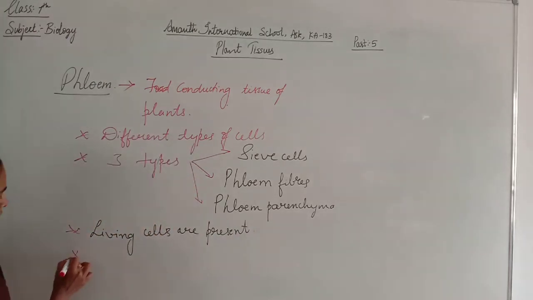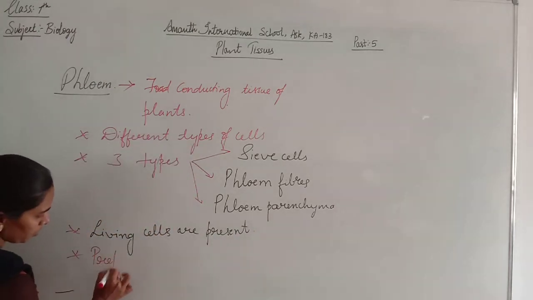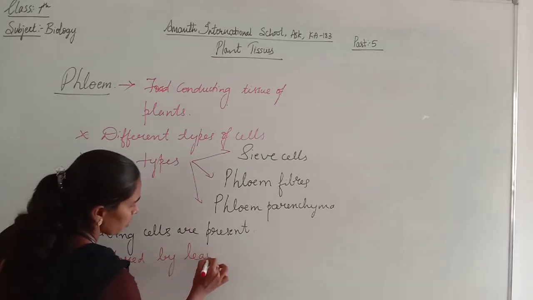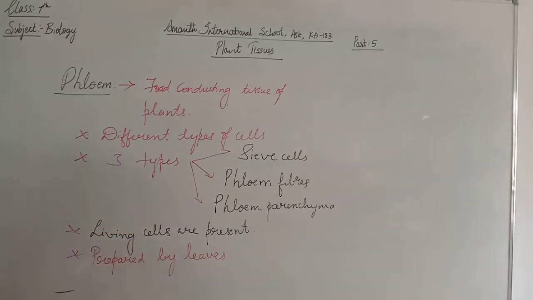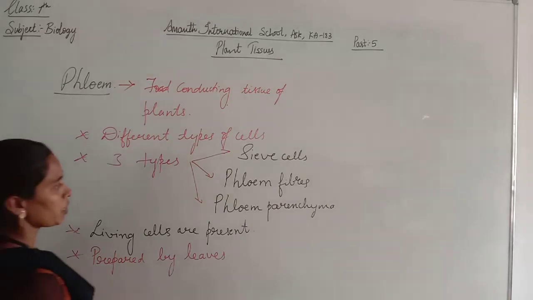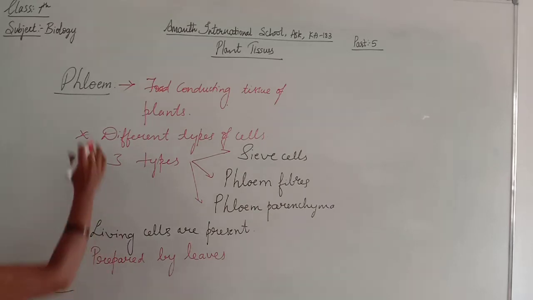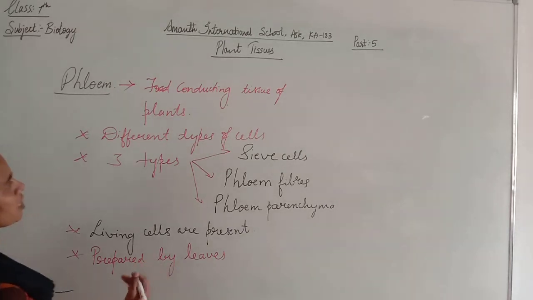The food is prepared by the leaves. That food will be transported to all the different parts of a plant. That is nothing but phloem. It is a food conducting tissue. I said whatever cells are present here are living cells, and protoplasm is also present. If living cells are present, then protoplasm will also be present in that tissue.